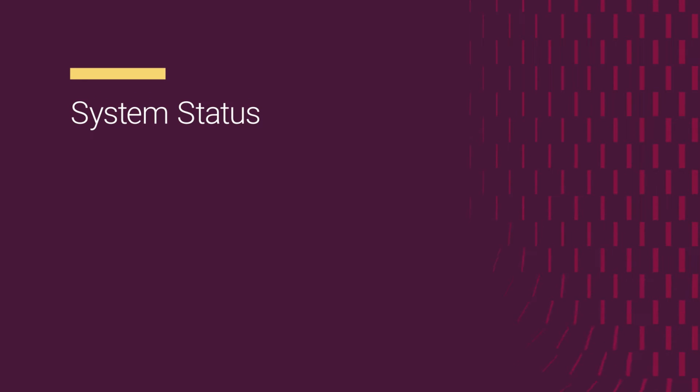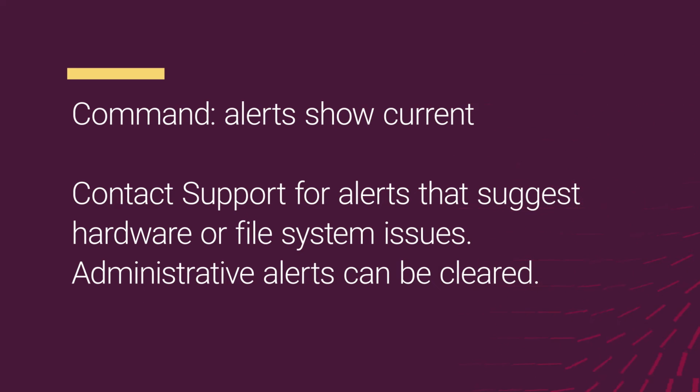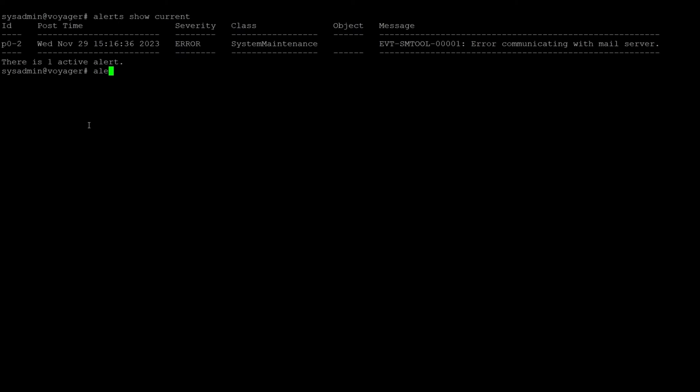We'll move on to checking the status of the system. Our first command will be alert show current. What we're looking for here are any alerts that might be related to hardware or maybe file system issues. In this case, we just see an alert for the mail server, which is safe to clear. So we'll just do alerts clear ID and then the ID shown in the output above. And there we go. The alerts are cleared.